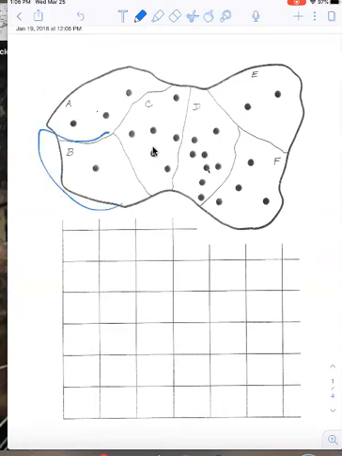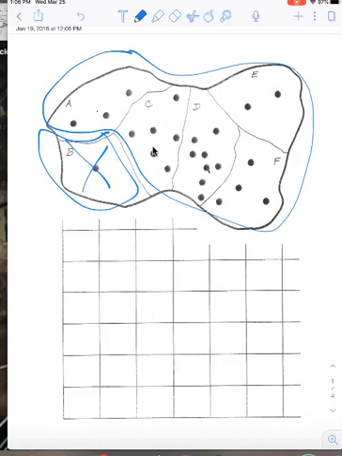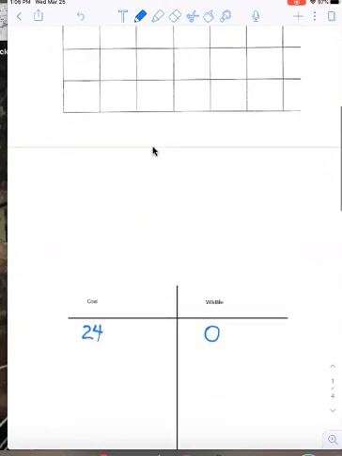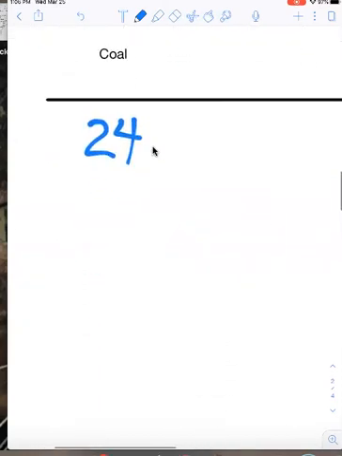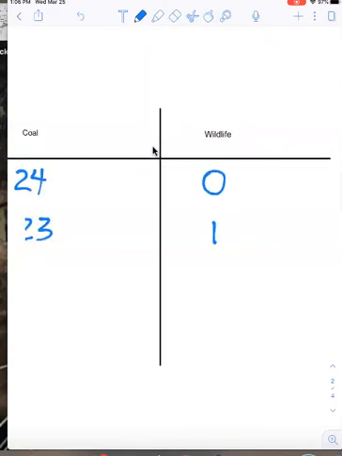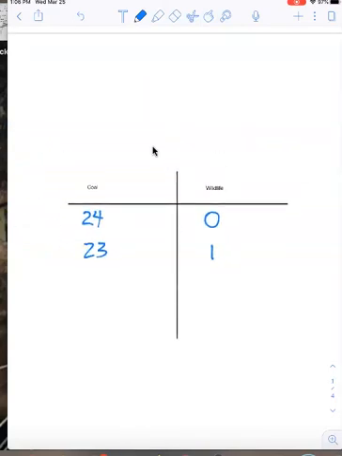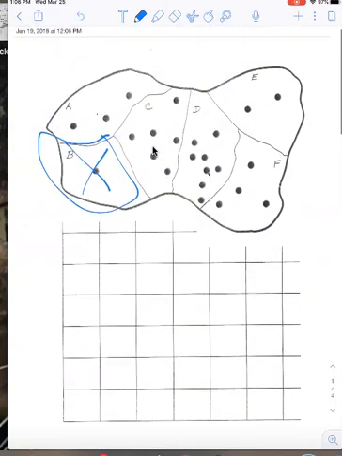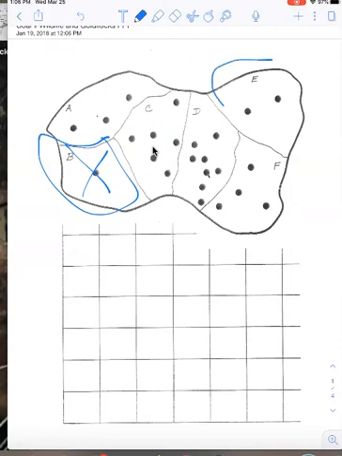Now, again, highlighting B there shows us that if we eliminate one chunk of land, the chunk of land we want to eliminate from mining coal and convert over to wildlife would be B because it's the least costly to us. There's the least trade-off. So we'd still be able to mine for 23 units of coal. And we would have one chunk of land dedicated to wildlife. Those are our possibilities.